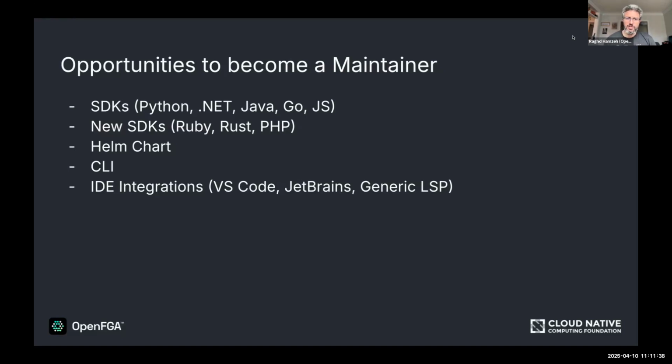We have several languages: Python, .NET, Java, Go, JS. If you know Ruby, Rust, or PHP, Carla, one of the team members, is working on Ruby, and Steve Evan has a PHP, and hey, if we have more people join them, we can make those official SDKs. Helm charts are the same.